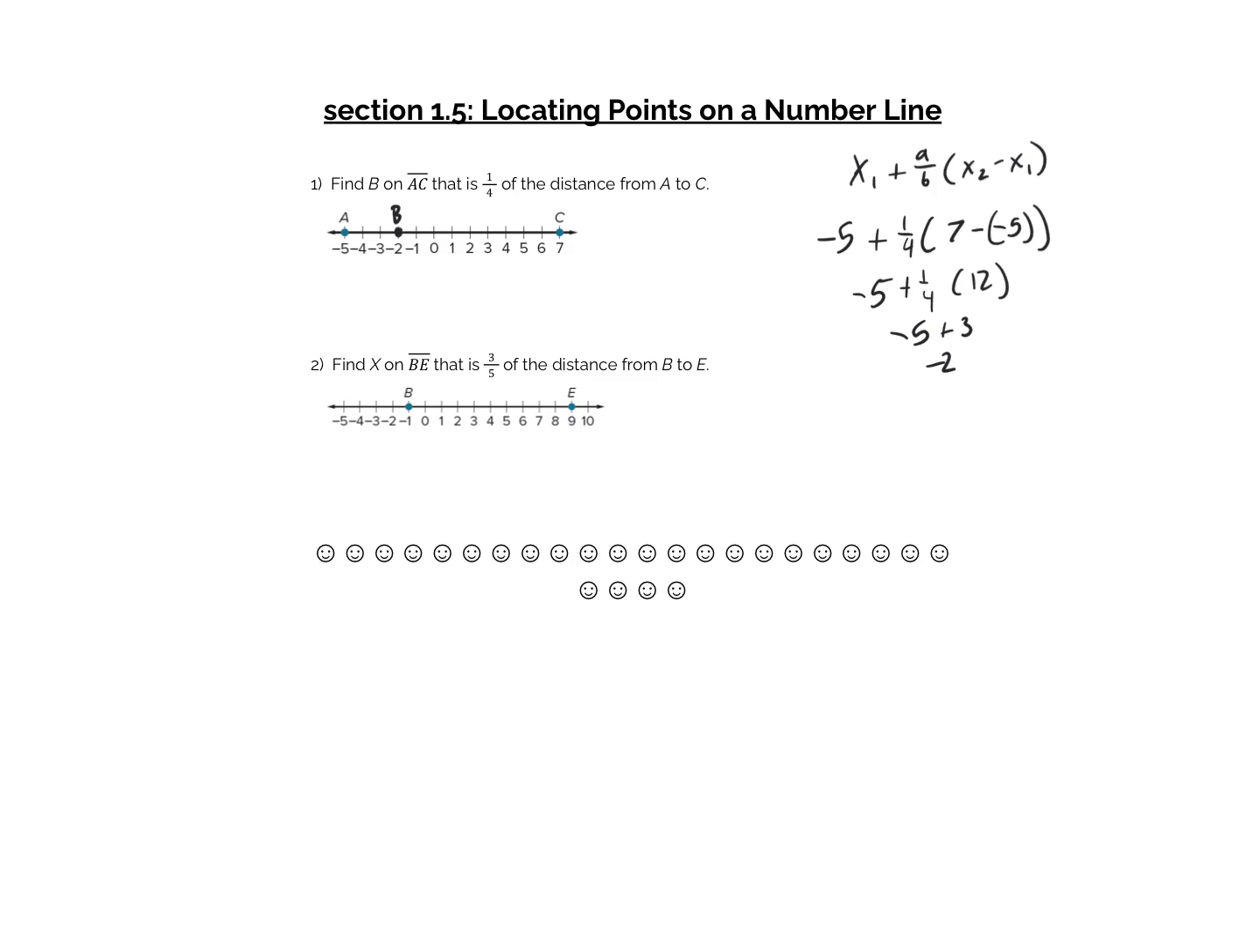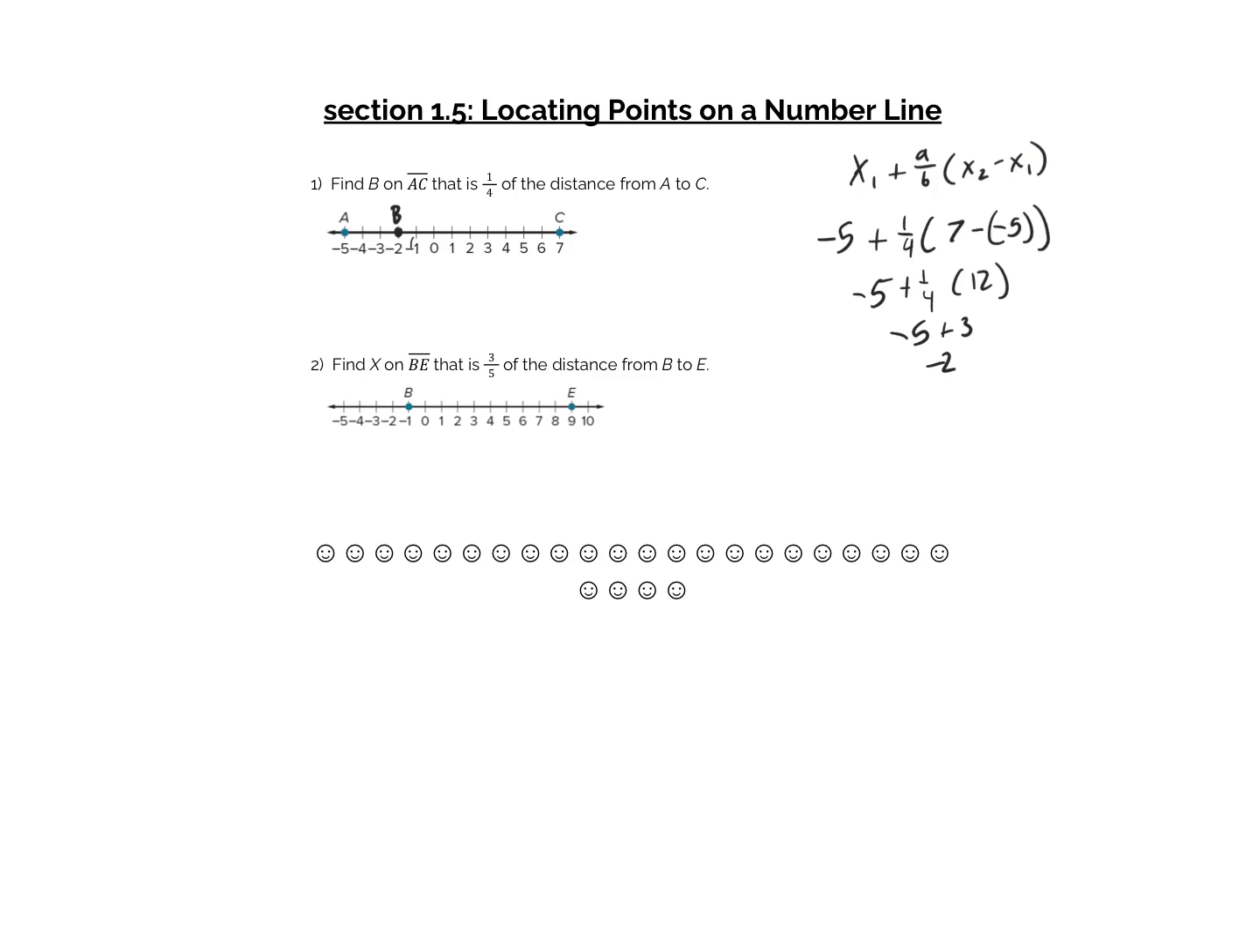And we can verify that that is the correct spot, because to go from A to B, it is 3 units. To go from B to C is 9 units. And from A to C is 12. So that means 3 is 1/4 of 12, and we have the correct location.